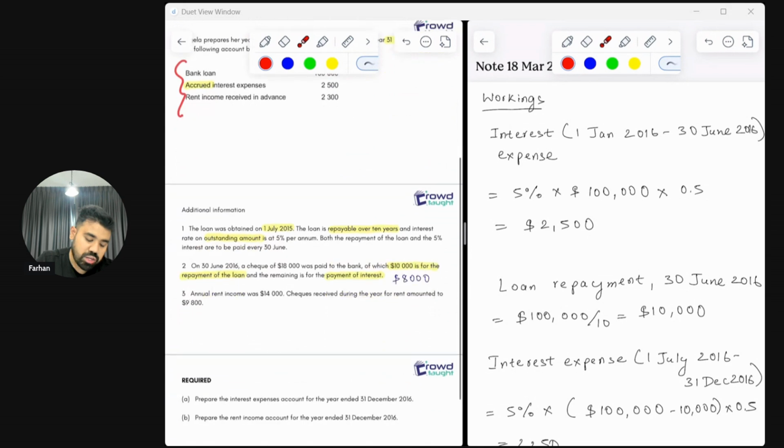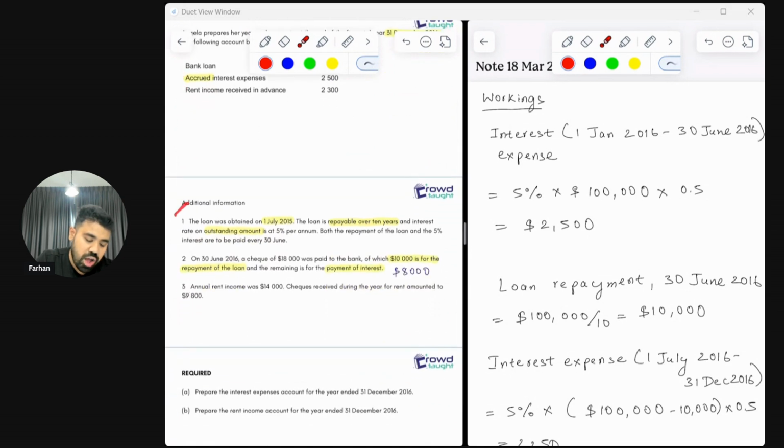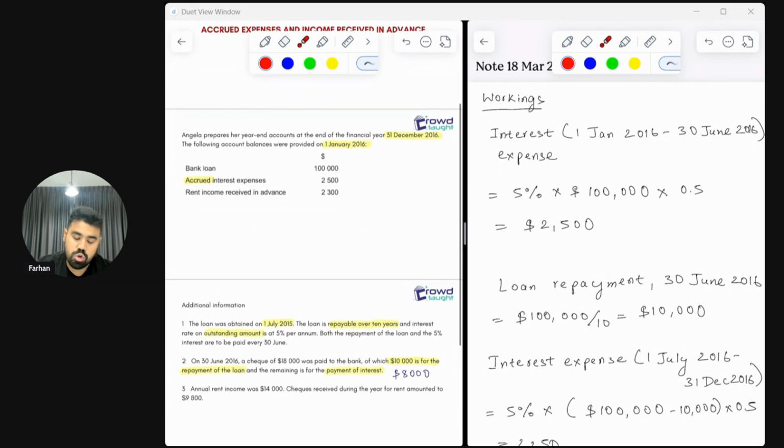We are given some additional information here with regards to the loan and the interest payments. We are also given other information for the annual rental income. The requirement of the question is to prepare the ledger accounts for interest expense and rent income. So we will start with the interest expense ledger account, but for that to happen, we need to first do some workings. All right, so we want to calculate the interest expense first.